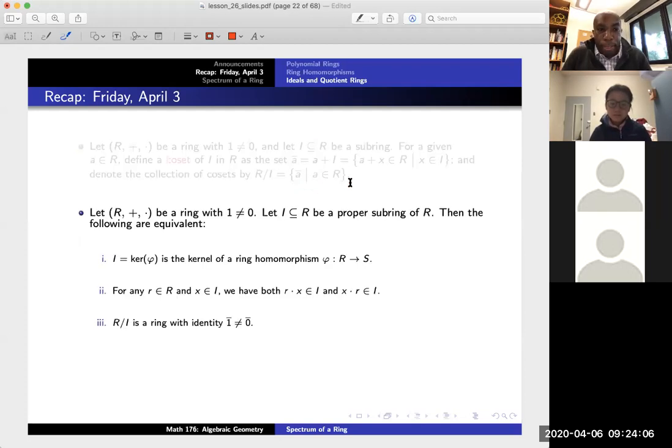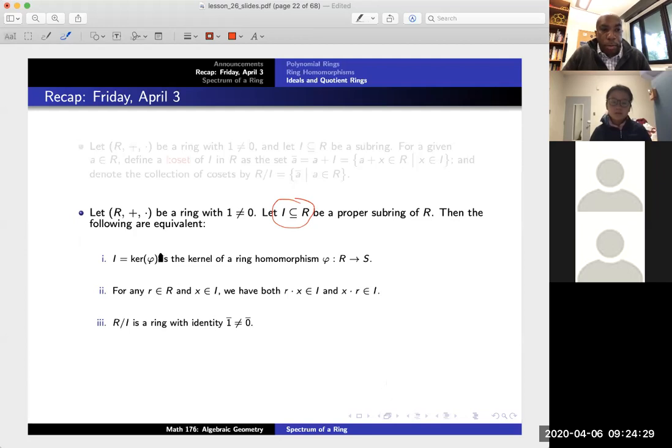So once we have a subring, then we have the following three equivalent statements. Let me only do this for proper subrings. Proper just means that I itself does not equal all of R. Of course, if I is equal to R, there's really nothing to do here. It's not really very interesting. So let's just say that I does not equal R. Then we have the following three statements that are equivalent.